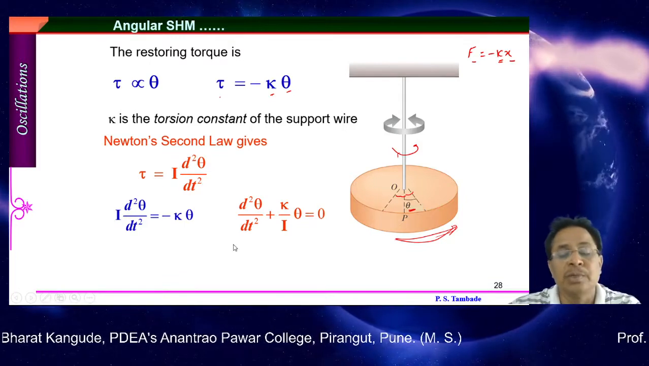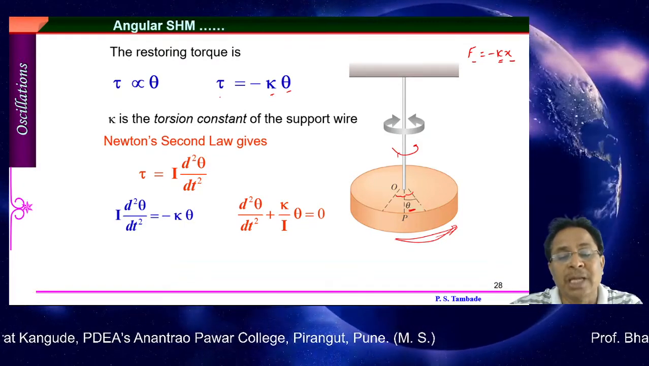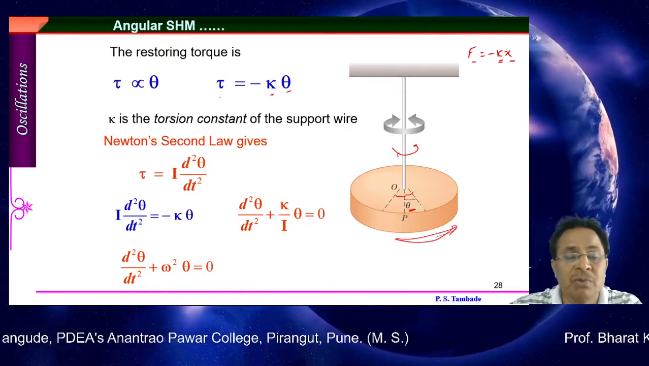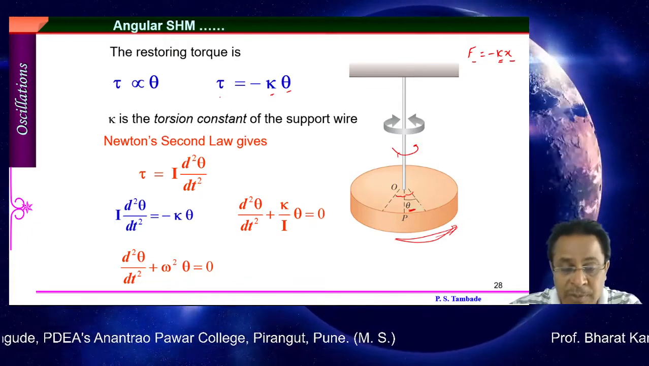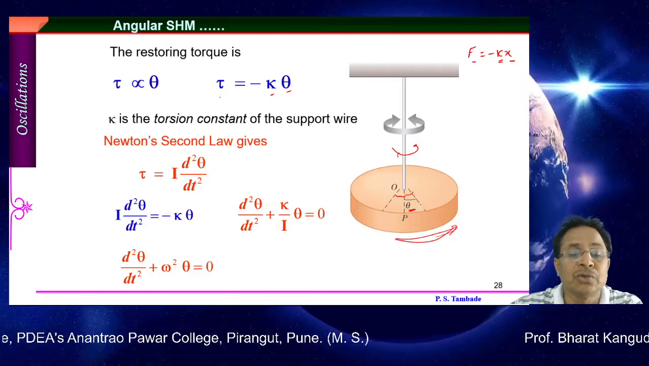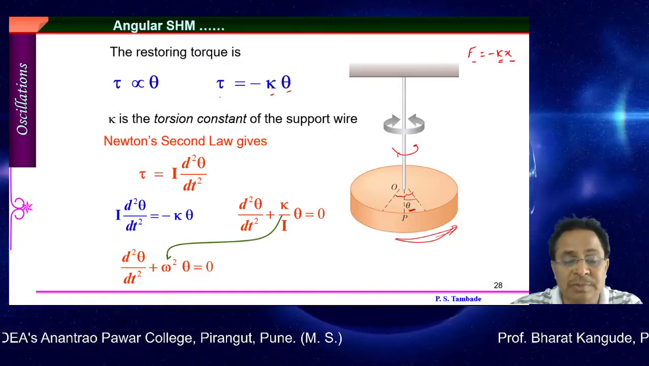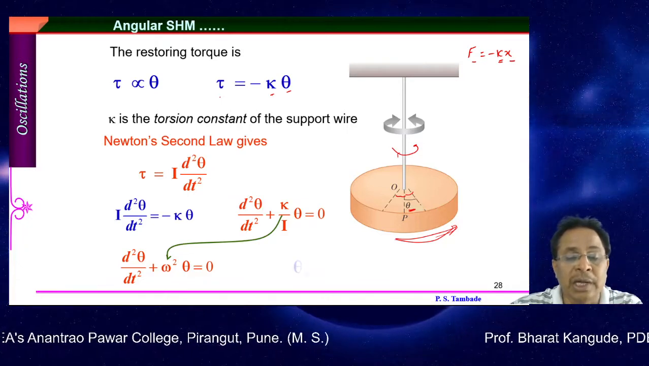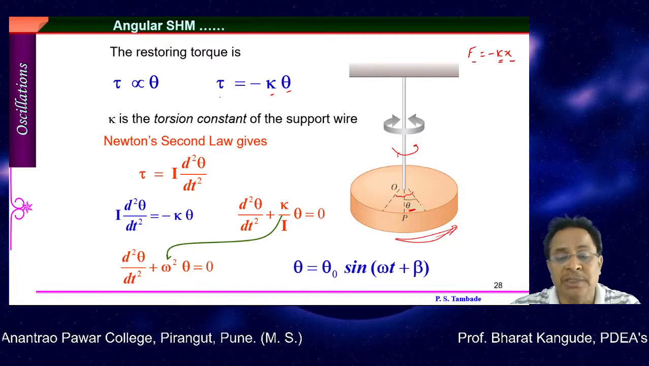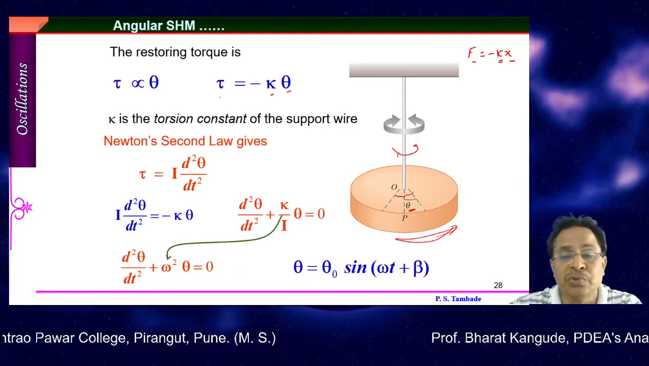The final expression, the differential equation for angular simple harmonic motion, is d square theta upon dt square plus k upon I into theta is equal to 0. This expression is exactly similar to what we have done for linear simple harmonic motion, that is d square theta upon dt square plus omega square into theta is equal to 0. The solution of that equation is exactly similar. Omega square is k upon I, therefore theta is equal to theta 0 sine of omega t plus beta.